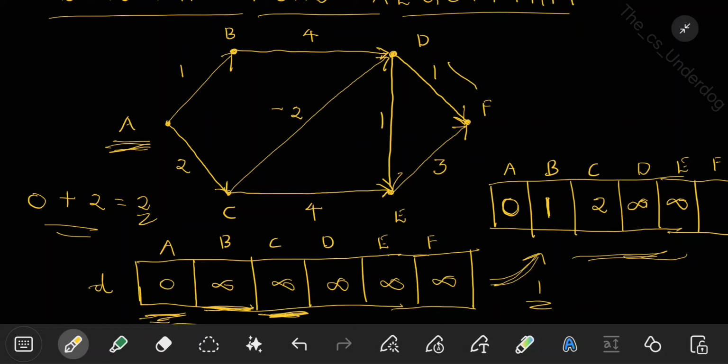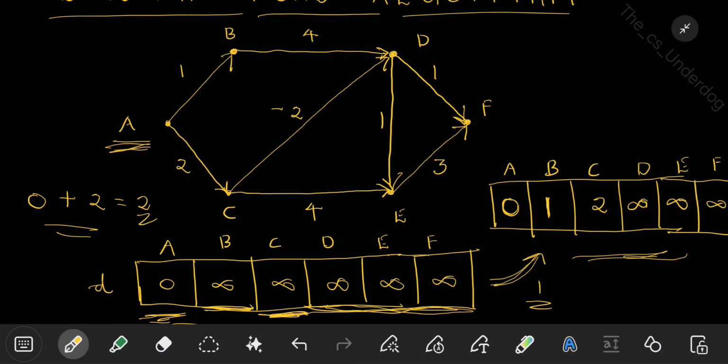If you relax DF and EF, again the case will be same. Same with DE as well. All of these are having existing distance to the starting vertex as infinity, which means even if you relax the edge, those will remain as infinity only. So this will be infinity.